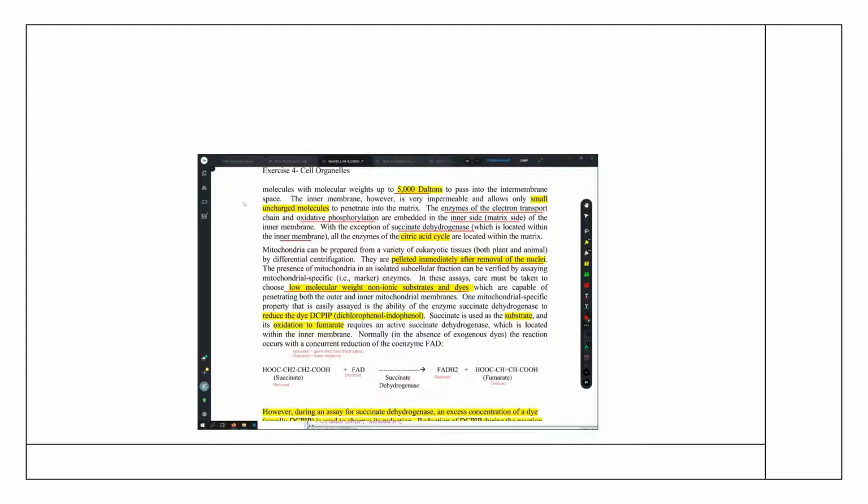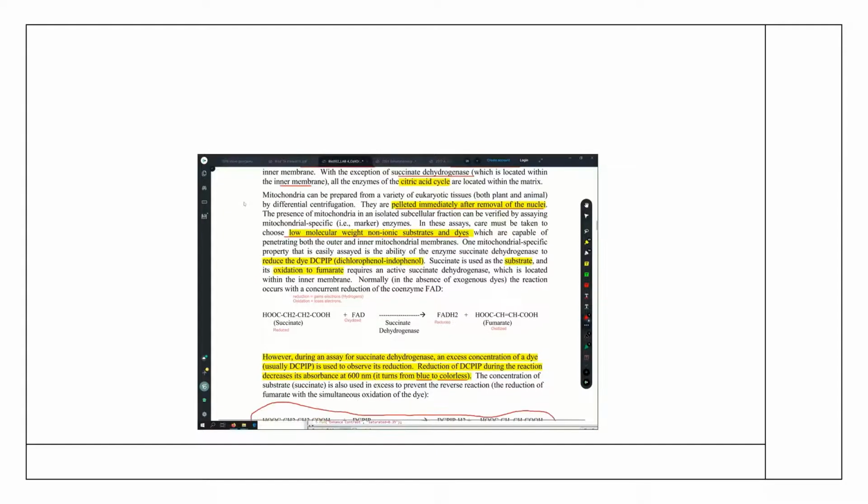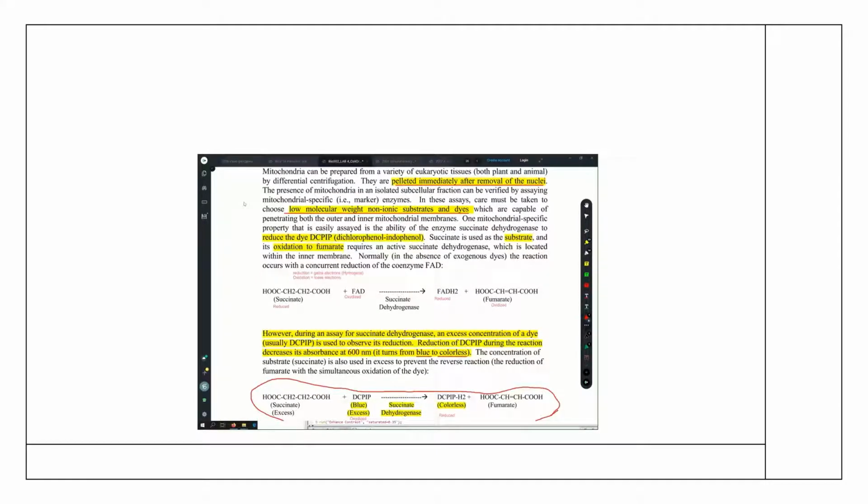Mitochondria can be prepared from a variety of eukaryotic tissues, both plant and animal, by differential centrifugation. They are pelleted immediately after removal of the nuclei. The presence of mitochondria in an isolated subcellular fraction can be verified by using mitochondrial-specific marker enzymes. In these assays, care must be taken to choose low molecular weight, non-ionic substrates and dyes, which are capable of penetrating both the outer and inner mitochondrial membranes.